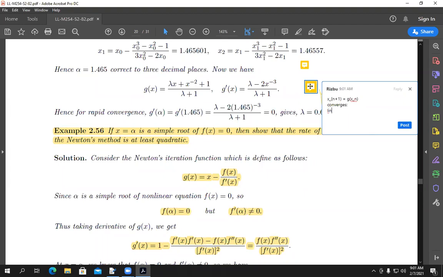So if we say linear, what does that mean? Linear means r equal to 1. What is the condition for this one? g dash alpha not equal to 0.